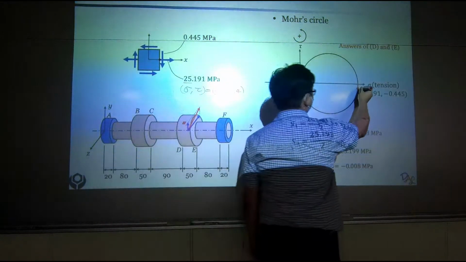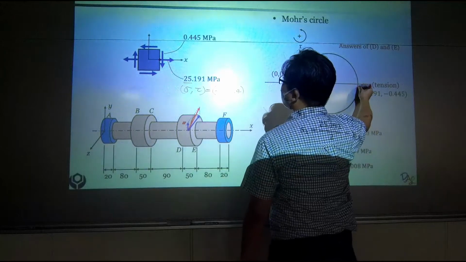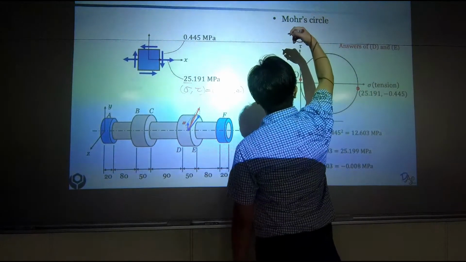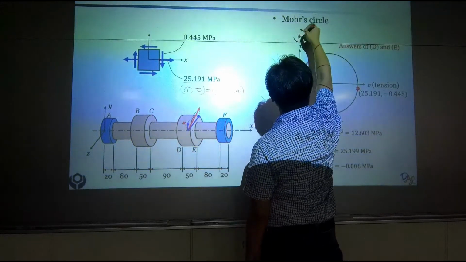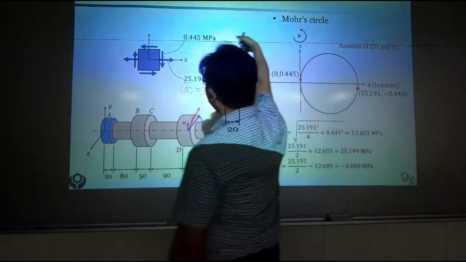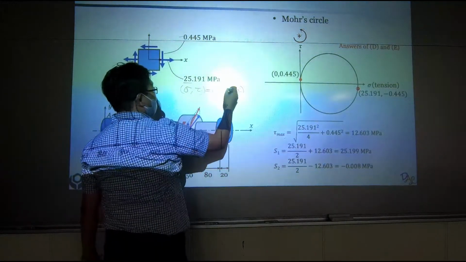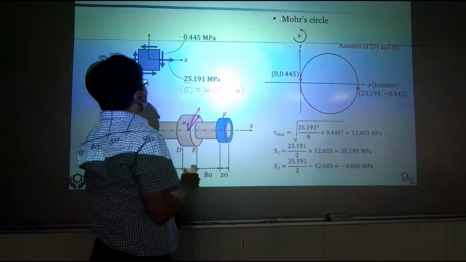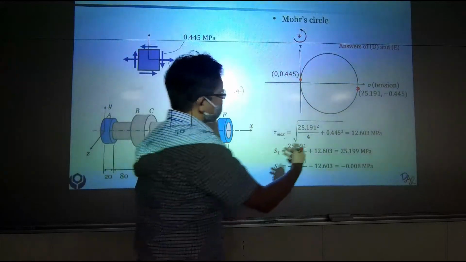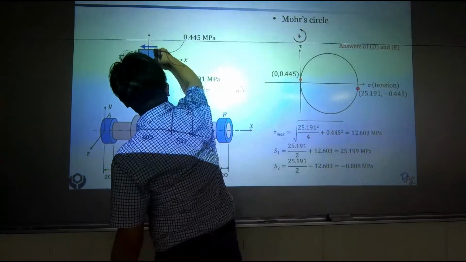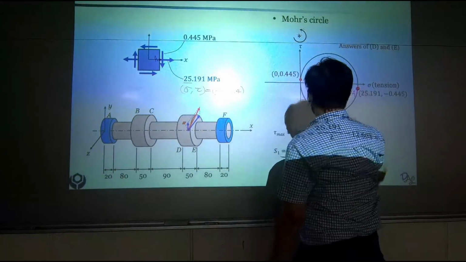So this is right here. Because I'm following the right-hand rule, counterclockwise as positive, and this is going clockwise, this is actually negative. So I should make a point right here. If this is the A point, this will be my A point.